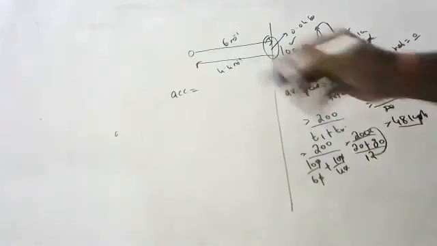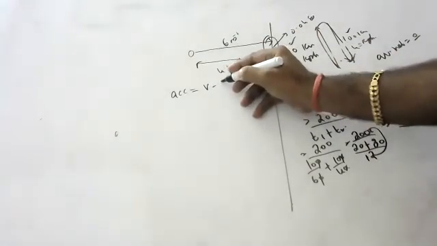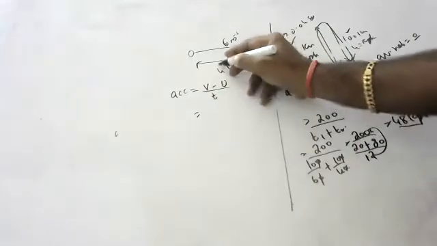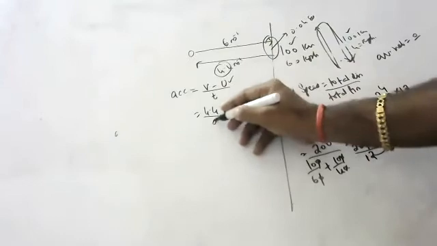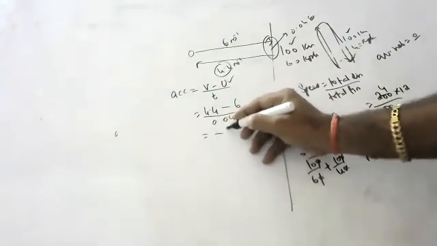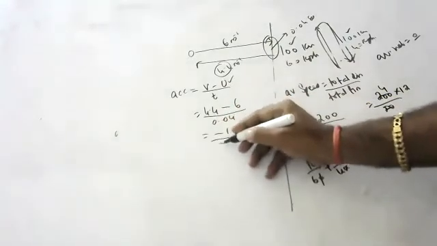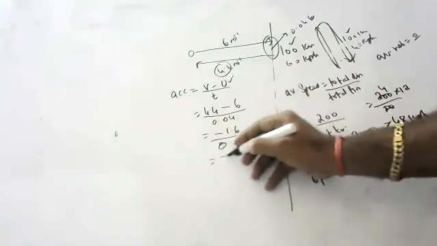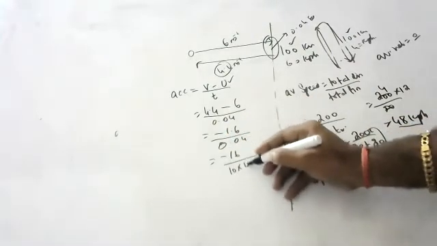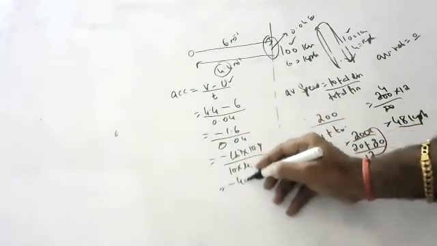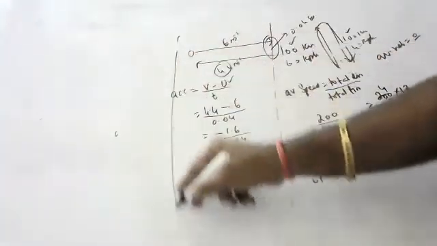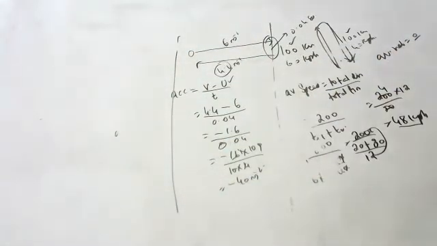Acceleration, children: final velocity minus initial velocity, divided by time. Final velocity is how much? 4.4 minus 6 by 0.04. Minus 1.6 by 0.04, so minus 16 by 10 and 4 by 100. This 4 is gone, so minus 40 meter per second square. Why did we get minus? Because speed was decreasing, which means it is a retardation. So when it is a retardation, definitely we'll get a minus answer only. Next question.